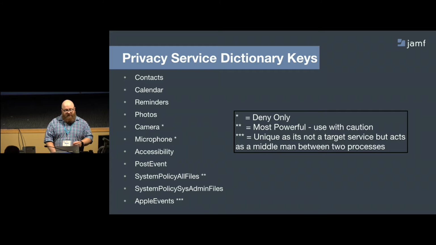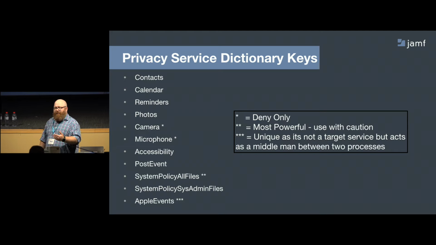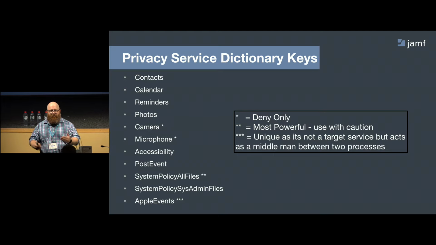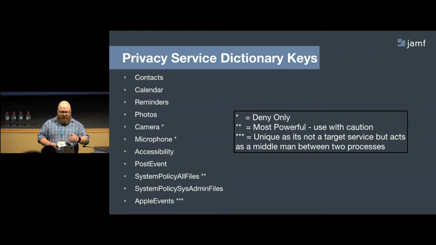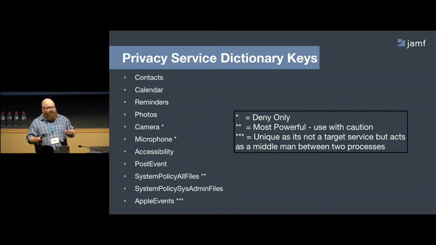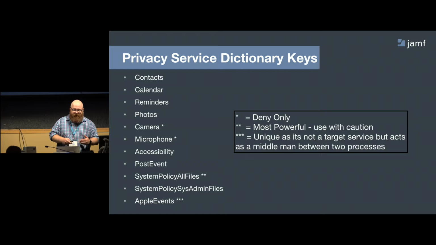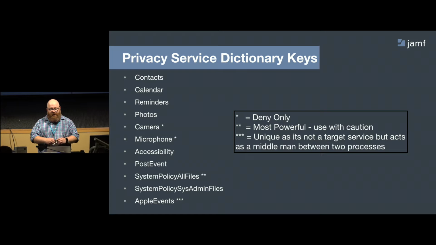And then there's Apple events, and that one's different because Apple events isn't actually the target. Apple events is the middleman. So say I need to allow JAF helper to communicate with Finder to pop up a message or something like that, or I need to allow other applications to communicate with each other. I can actually whitelist the permissions between them using the Apple events. And we'll dig into that in a little bit.